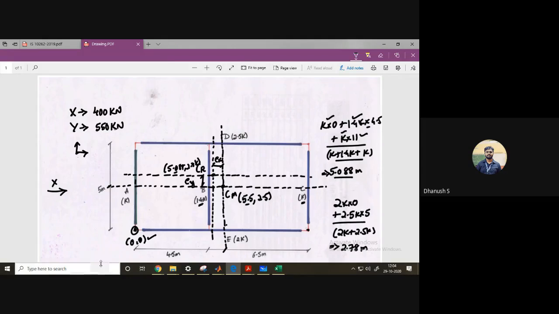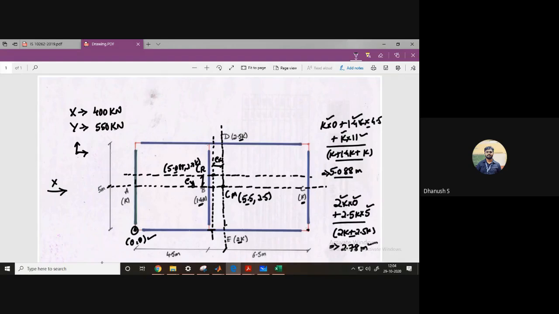So on this line. Similarly, do it for y direction. Along y direction, you have only two walls. Taking this point to be the datum line again, your 2K into the distance from this point to the center of this wall, 0 again, plus 2.5K into the distance from here to here, which is 5 meters, divided by total stiffness in that direction, 2K plus 2.5K. You get the distance to be 2.78 meters. Drawing another line, you can locate where the center of rigidity is.